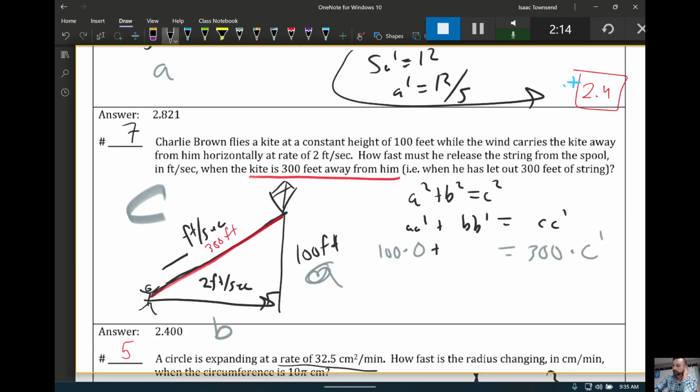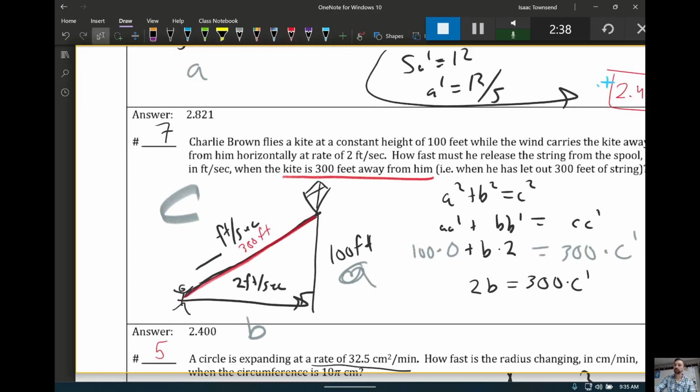Plus B, which I don't know the length of, times B prime, so the rate that B is changing, which is 2 feet per second. And so I'm left with 0 goes to 0, so I'm left with this. And I realize if I'm trying to solve for C prime, I still have to find B. That's the extra information that I need.